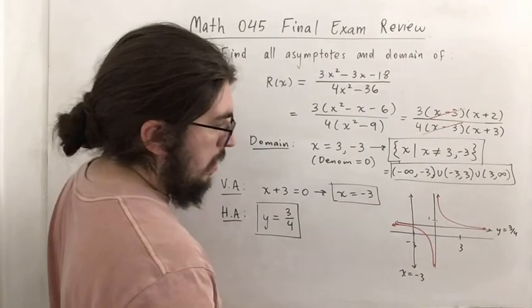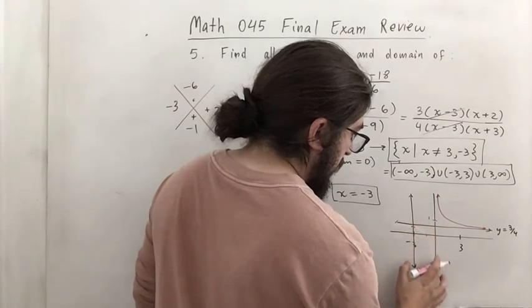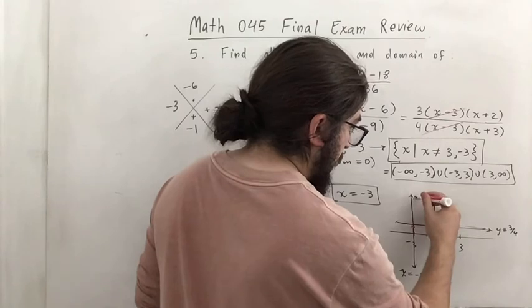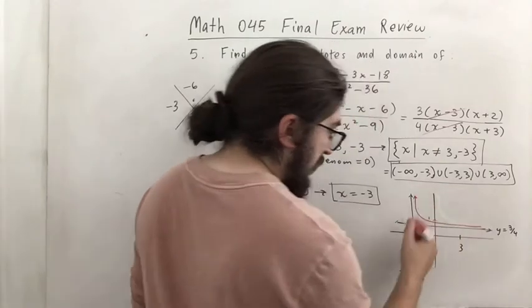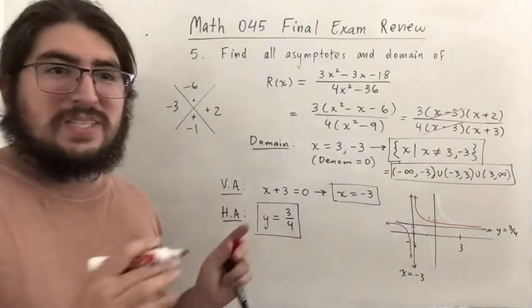you know what? I'm sorry. That was bad. Sorry. There we go. That's the vertical asymptote, not the y-axis. My mistake. So there we go. That's what the graph looks like.